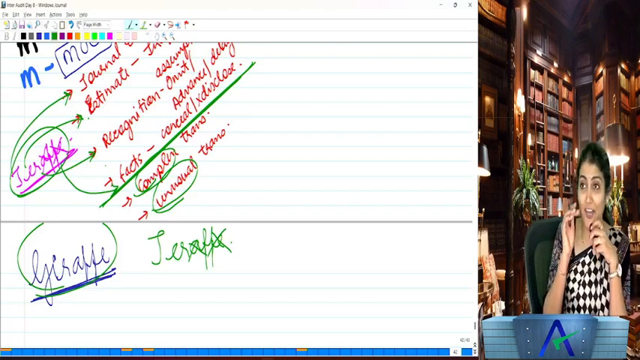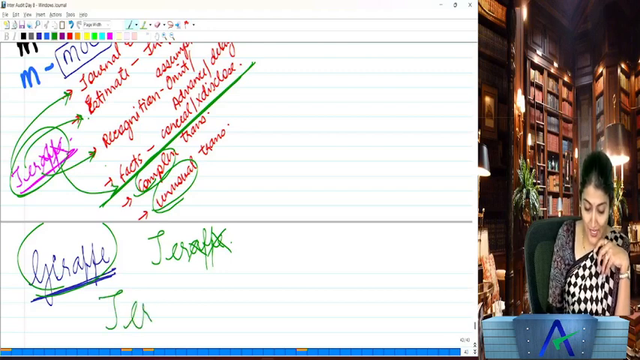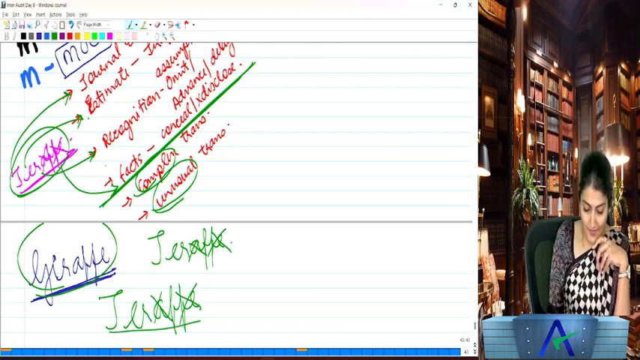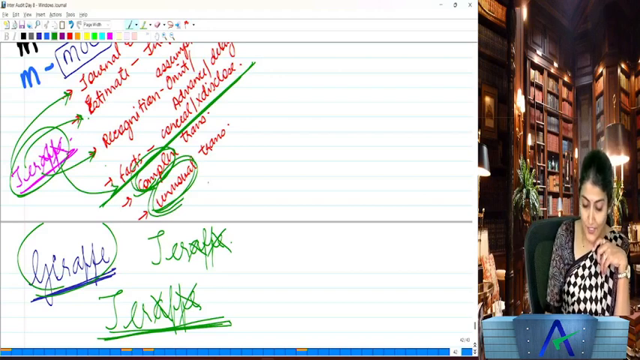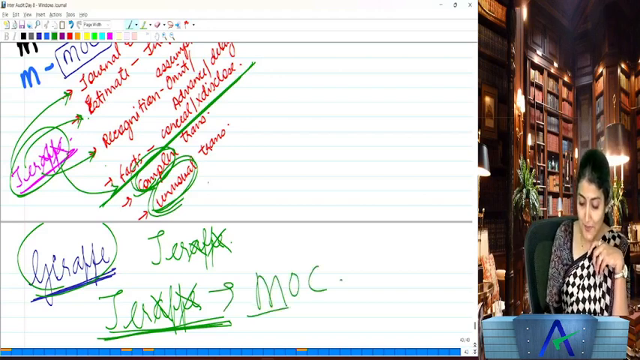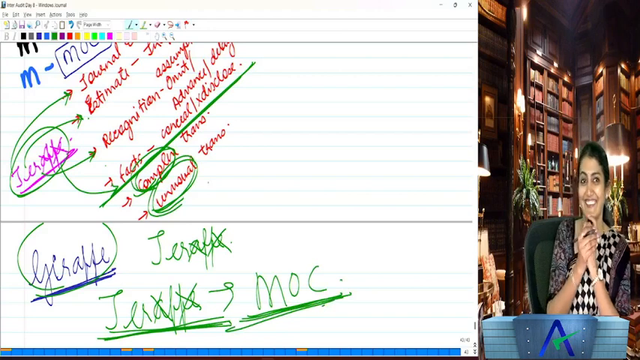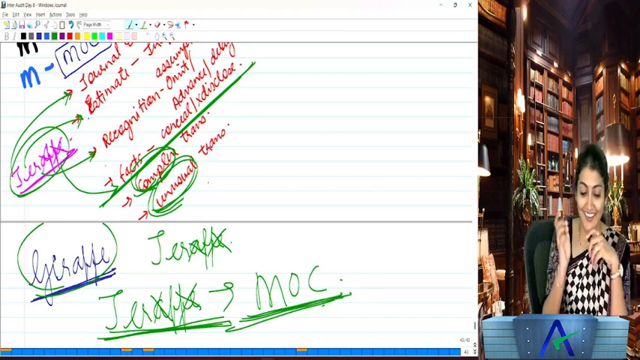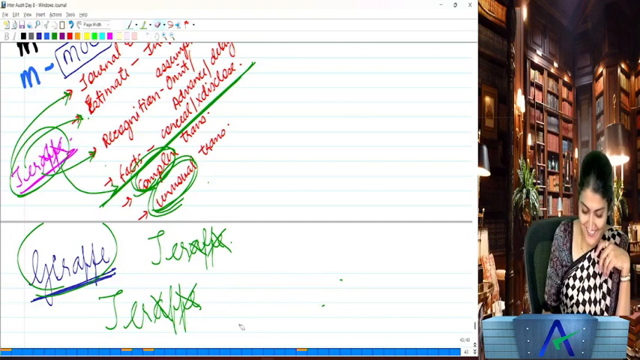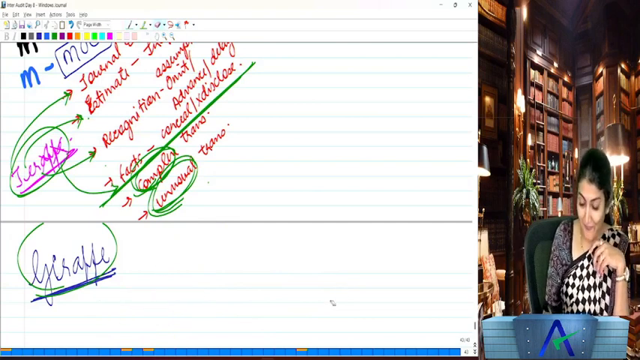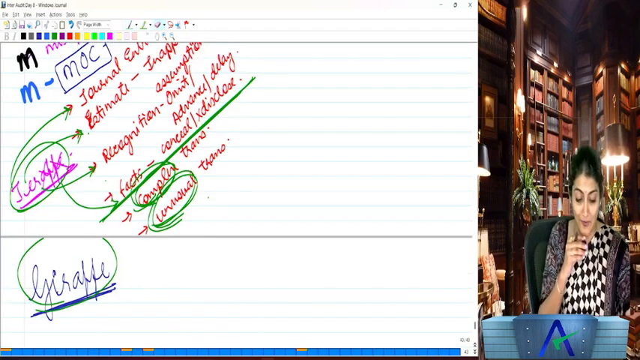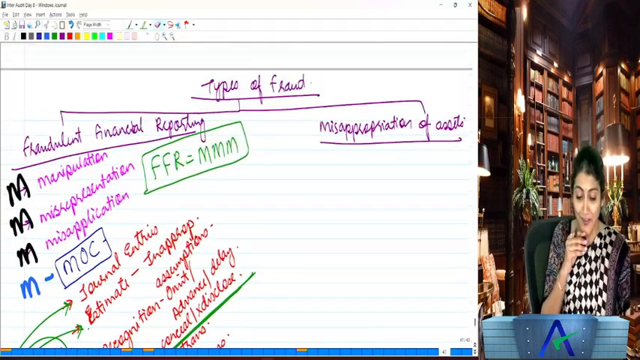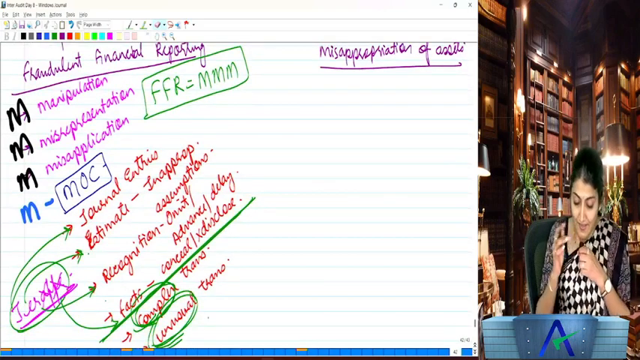But how to write giraffe? Right? How is this style of writing giraffe? It is complex and unusual. And what is this giraffe doing? It is doing management override of controls. Okay. Oh my God. Full jungle we have to bring. First we have to go to buy cauliflower. Then we have to meet the giraffe. Okay. Anyways.